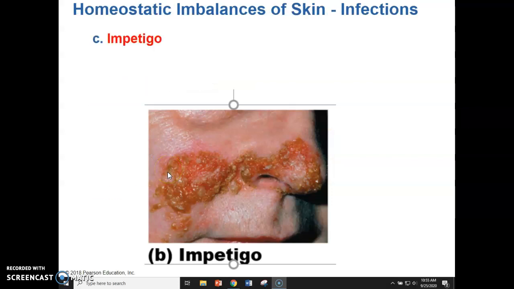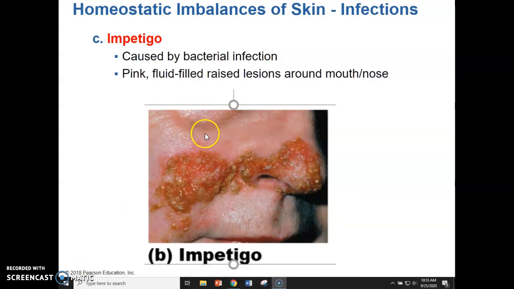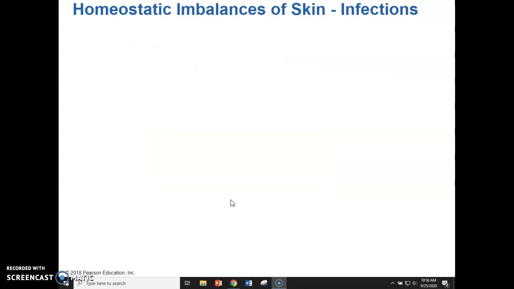Third problem called impetigo. It's caused by a bacterial infection. Here's a very severe case: pink fluid-filled lesions around the mouth and the nose. It's going to be pink to red and very, very painful looking. Once again, that's a bacterial cause.